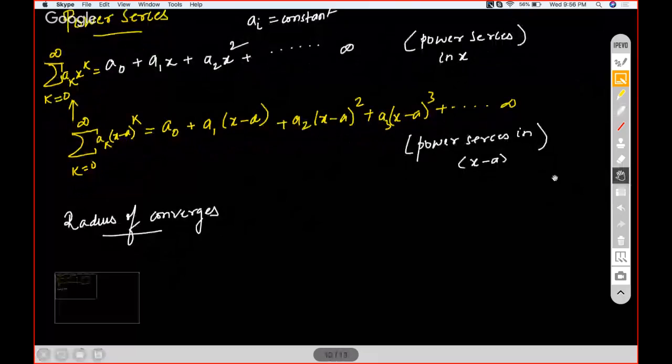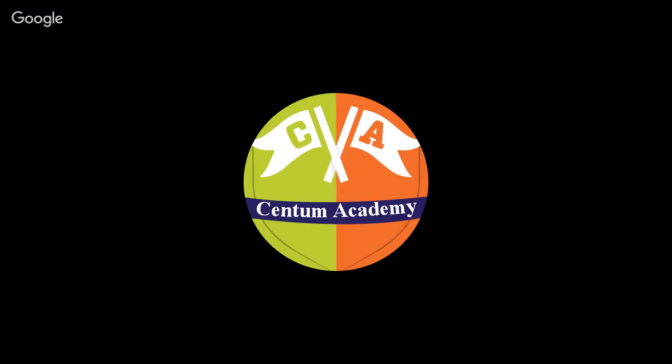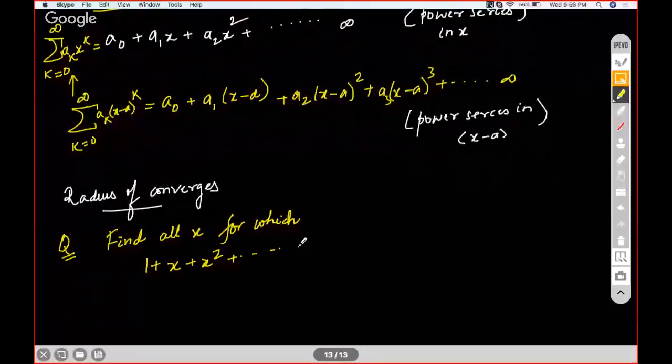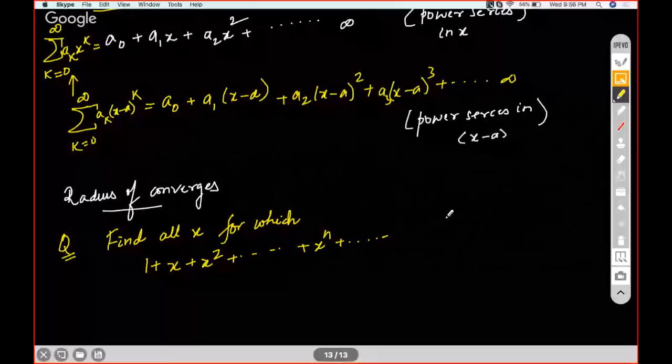Let's say I give you a question. Find all values of x for which 1 plus x square all the way till x to the power n converges. So this is also a kind of a power series only. Correct. Now, do you remember the ratio test?